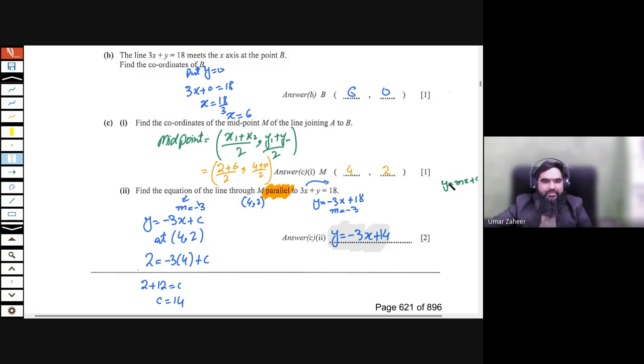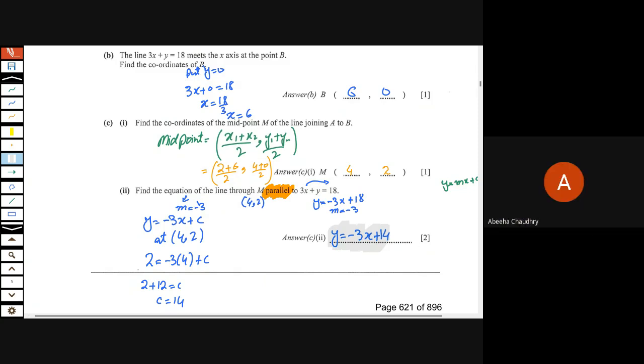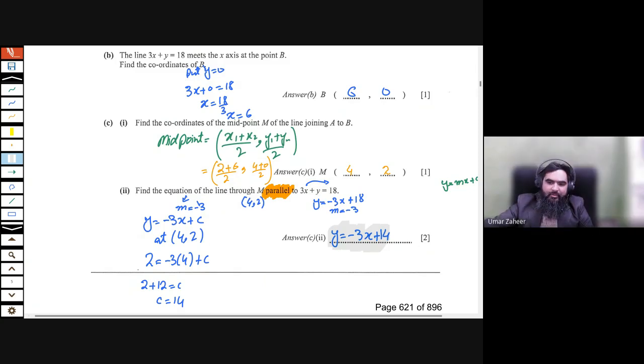Yes, everyone, any question till here? No, sir. So this is all about the coordinate geometry.